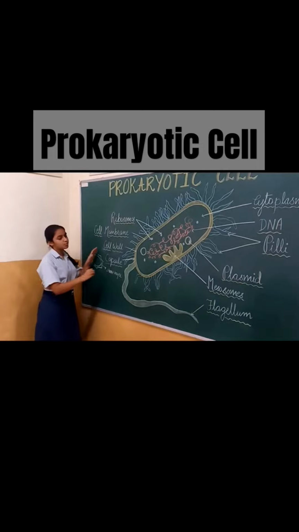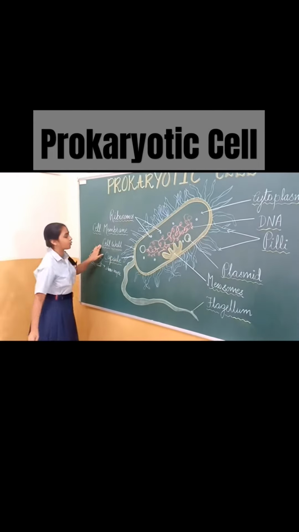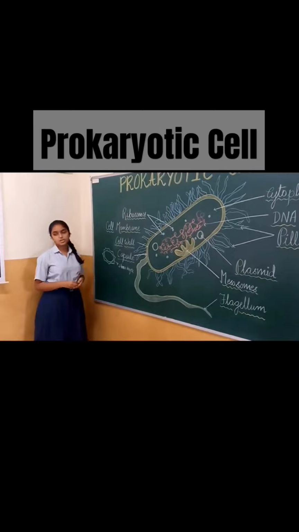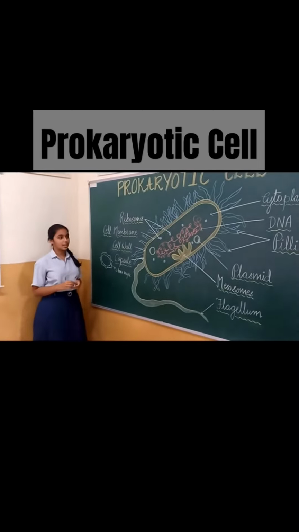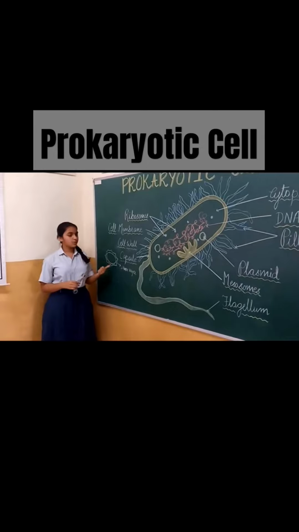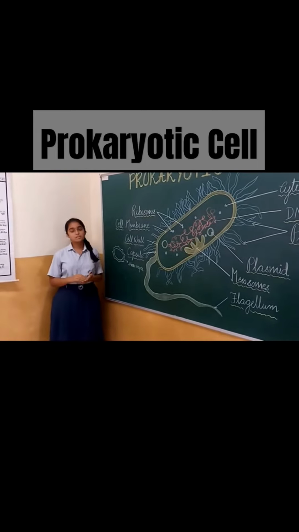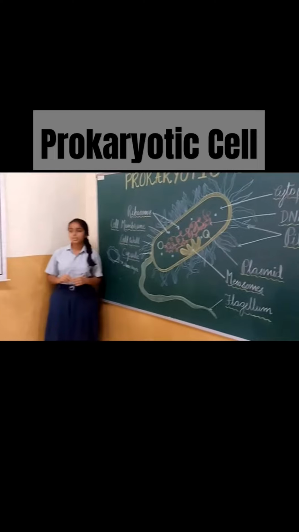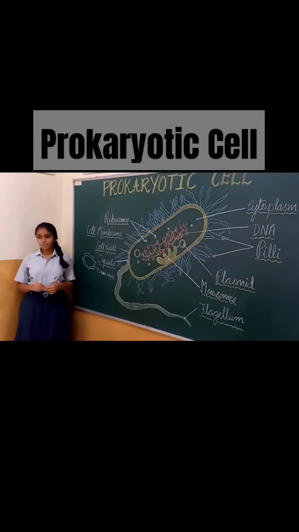Now let's move to the next layer, that is the cell wall. The cell wall is a rigid layer which again provides protection to the bacteria. So as we've seen, glycocalyx provides protection against phagocytes, toxins, and viruses. So the cell wall provides protection against hypotonic solution.